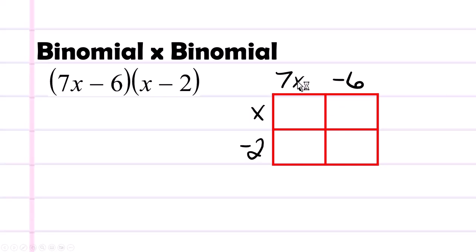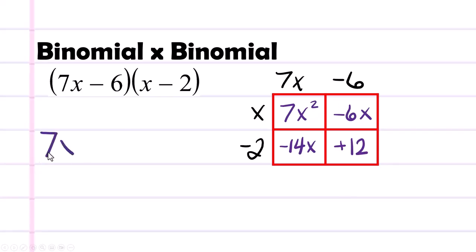All right, we have 7x times x. That's going to be 7x squared. Negative 6 times x is negative 6x. Negative 2 times 7x is negative 14x. And negative 2 times negative 6 is a positive 12. All right, we have one squared term. That's 7x squared. We're going to have to combine these x's, and that's going to be a negative 20x. And then we have the plus 12.